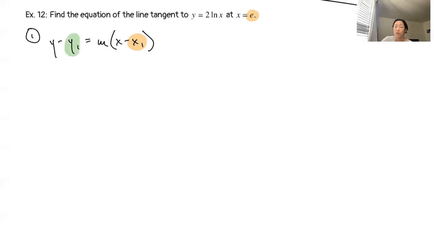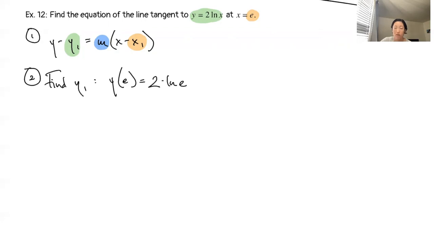Okay, so the orange x is given. The green y, we have to do a little bit of work, but then that blue m, we probably have to do the most work. That's where we need our derivative. So let's find our y1. y of e gives you 2 times natural log of e. Natural log of e is 1. That's a nice value to know. A lot of times folks will ask you to simplify things, but it's not simplifying like we just saw in example 11. It's simplifying like this, where we know the natural log of e is 1. That means that our y1 is just 2.